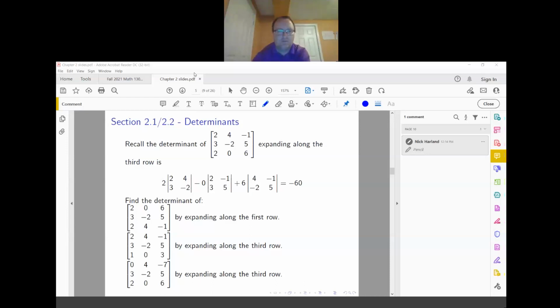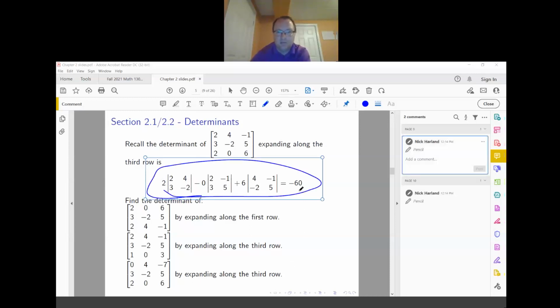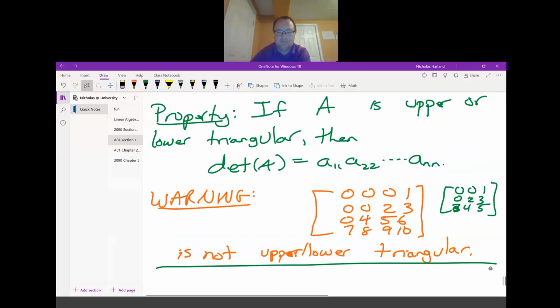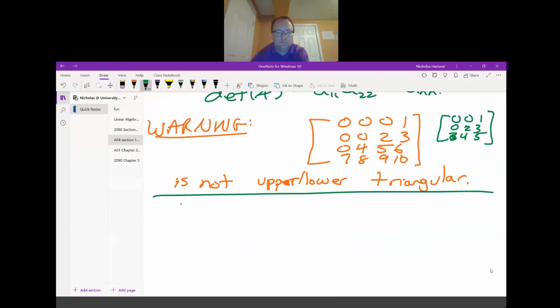Oh, there's a lot of stuff wrong here. Oh no, third row. My mistake. Sorry, I'm going to rewrite it. Rewrite this thing. I mean, the final answer is right, but not based on what I wrote. Shouldn't change how you find the determinant, though.